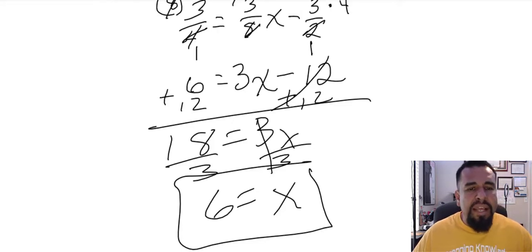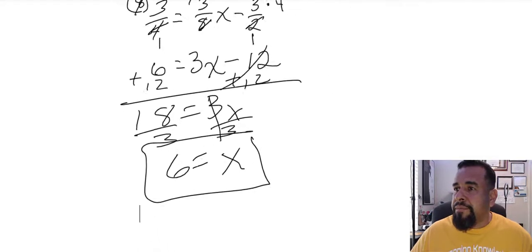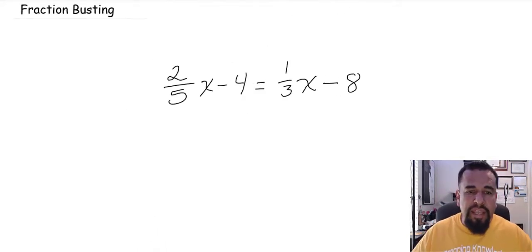Let me show you one that has a combination of whole numbers and fractions. All right, so on this one, as you can see, we have a fraction, which is 2/5 times x, minus a whole number, which is 4. 1/3 x minus a whole number, which is 8. So not a problem again.